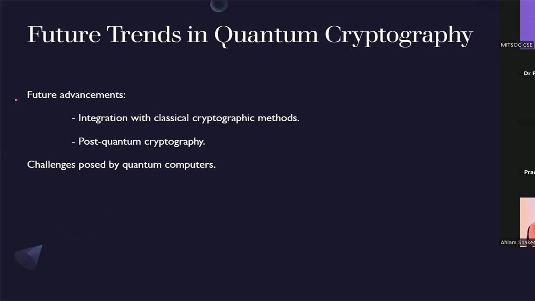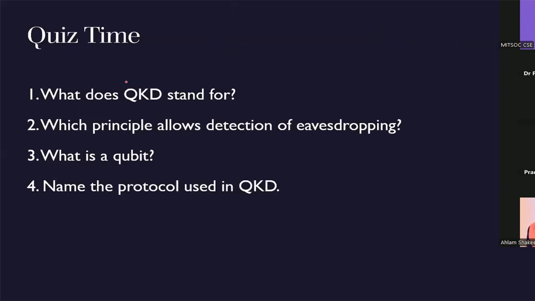Talking about future trends in quantum cryptography, we have a lot of future developments and advancements. We can integrate quantum cryptography with our classical cryptography, like what we do in post-quantum cryptography. This can be a good addition. And some of the future enhancements or challenges posed by quantum computers can be taken into consideration. So these kinds of future trends we can take into consideration for quantum cryptography.